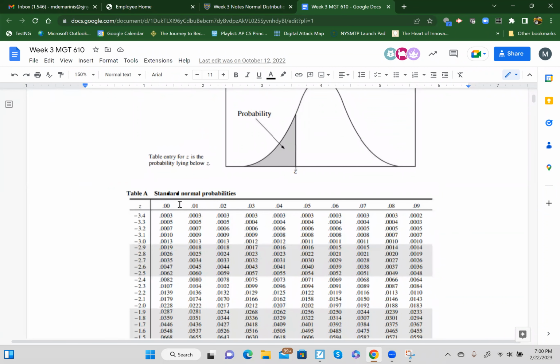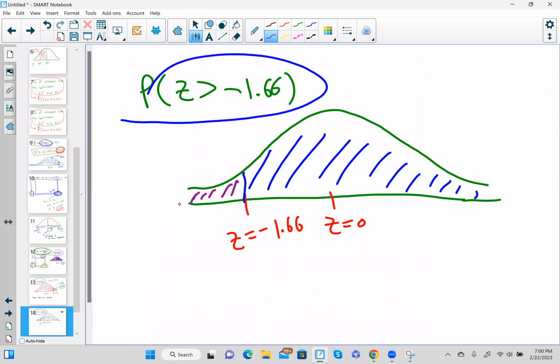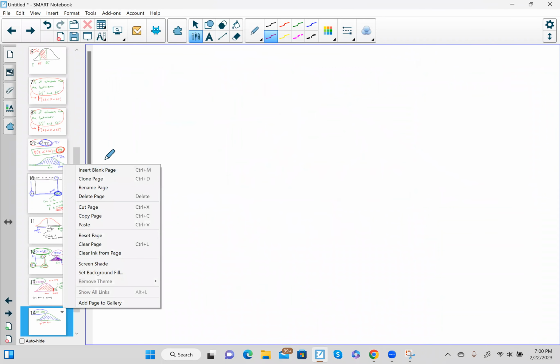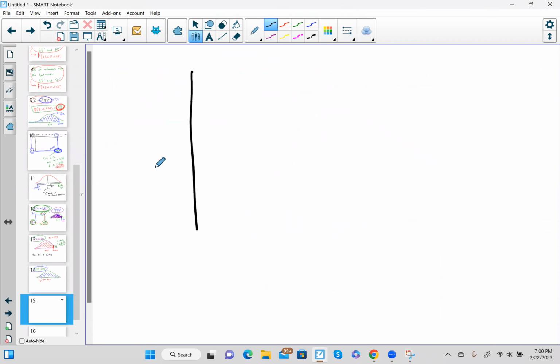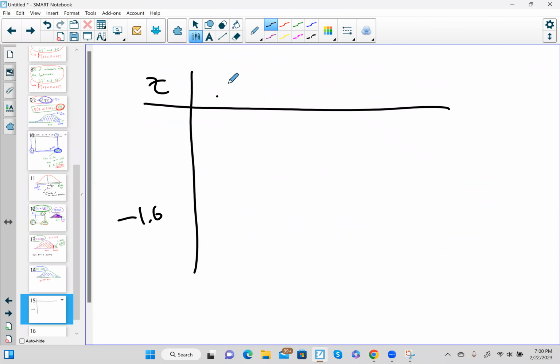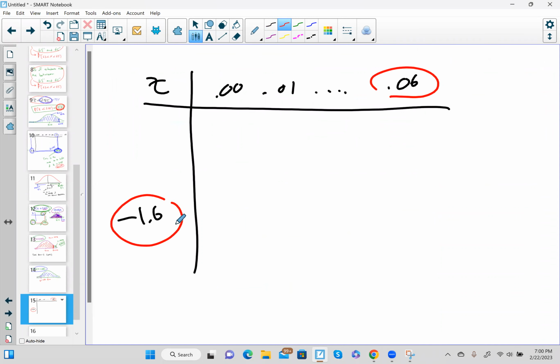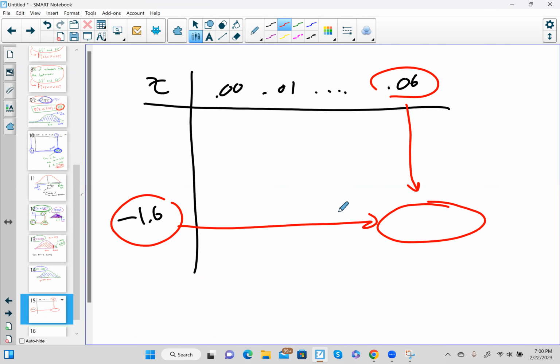So I'm going to just show you what I'm doing on the other page, and then we'll look in the actual chart. So what I'm doing here is, I've got my Z chart as always. I've got Z here. I'm looking for negative 1.6, and then going across is 0.00, 0.01, and somewhere over here is 0.06. Find that number and that number, go across, go down, and find this number in the chart.